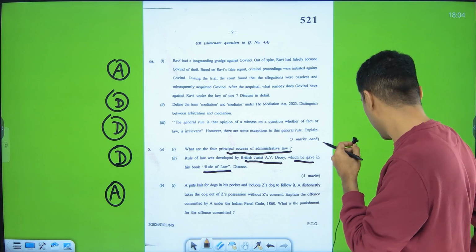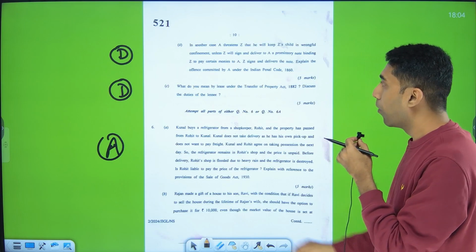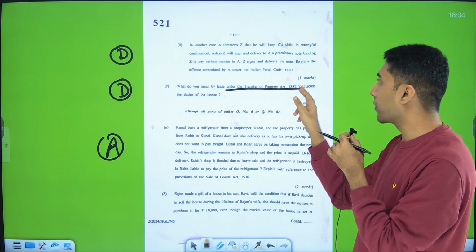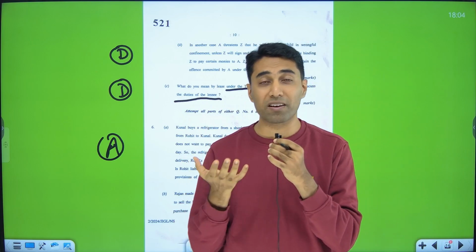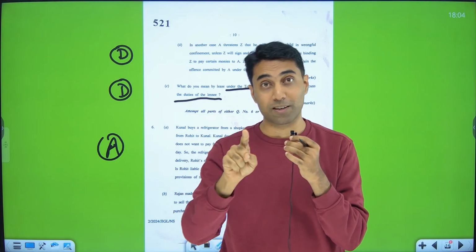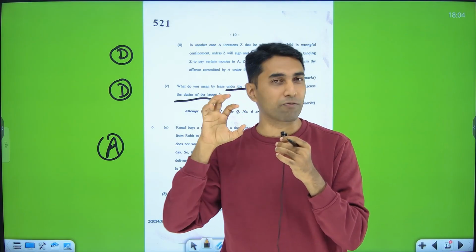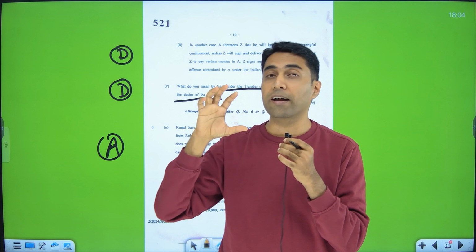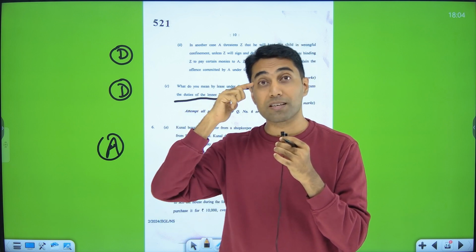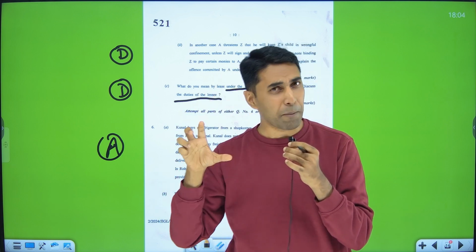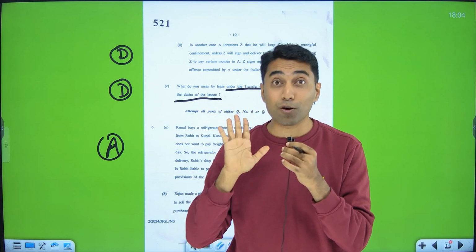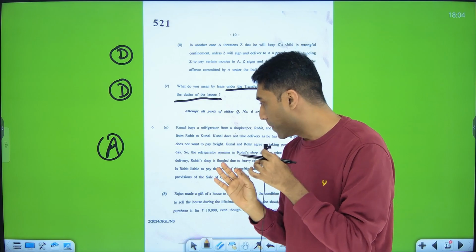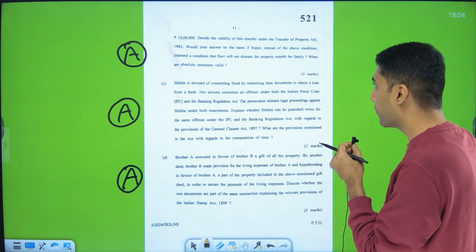Exactly. So this is what you need to understand. What do you mean by lease under the Transfer of Property Act? Discuss the duties of the lessee. Again, direct question. So I would really call it an easy paper for direct questions. So it's a very good mix of direct questions which are easy, and also some case law questions which test your application of mind, and some case law questions which just test your practical application of the concept. So if you're good in concepts, this is not at all a difficult paper for you.